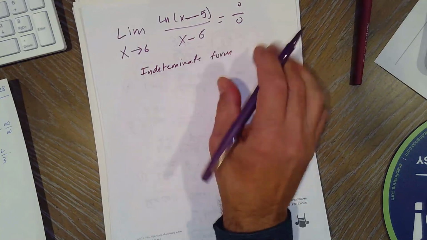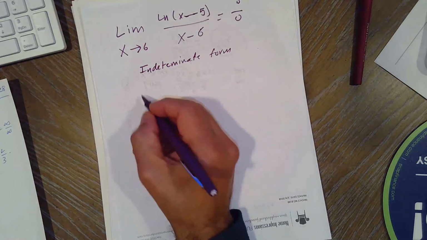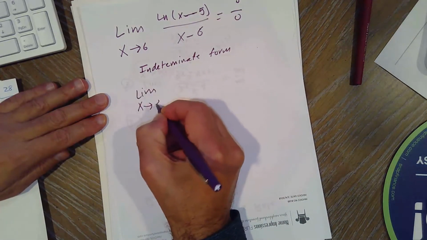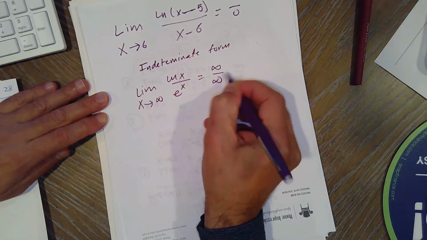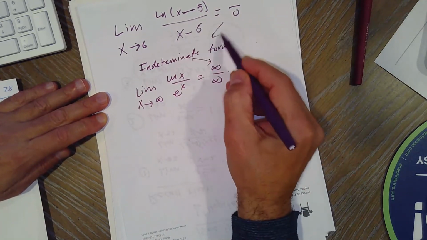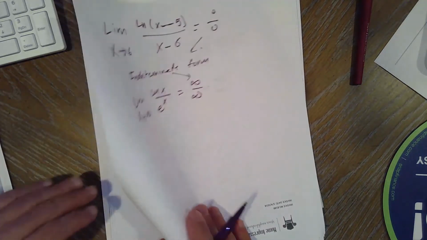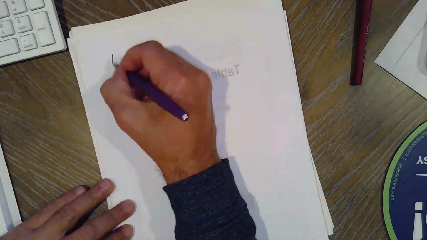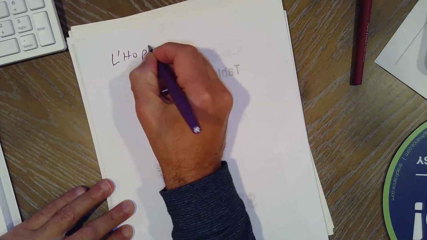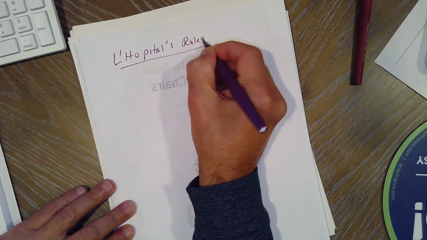It cannot be done using the old technique where we can factor or rationalize or all that. How about also something like this, x to infinity, ln of x over e to the x, which is infinity over infinity. Again, another indeterminate form. So what do we do? We use what we call L'Hopital's rule. It's a new technique. It's a lot easier than anything else that we've learned. L'Hopital's rule uses the derivatives.